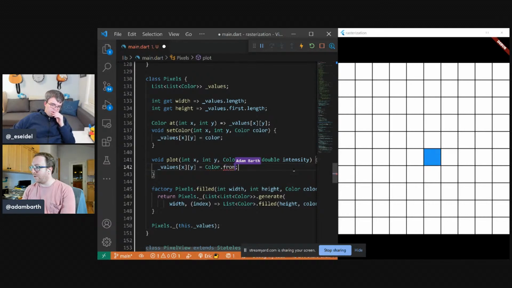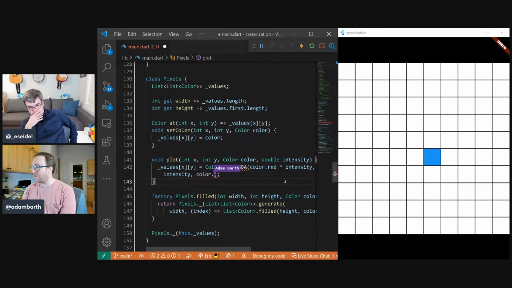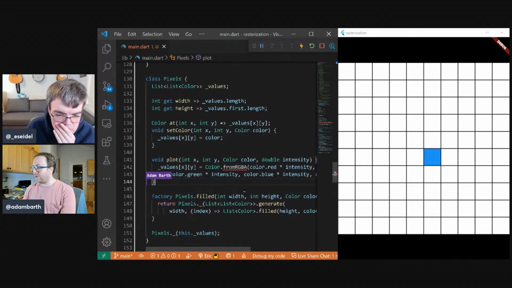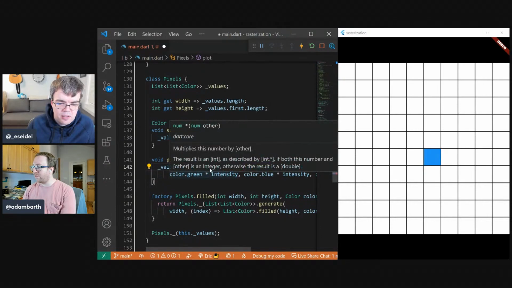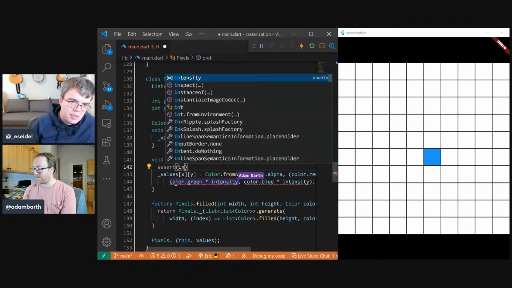Color from RGBA. Sure. Red times intensity. Red, green. Yeah, I have no idea how this works with alpha. You just pass the alpha through. Blue times intensity. And then this seems to be made back into an integer. It doesn't seem to like your from RGBA. Is it ARGB? Probably. I don't have autocomplete on my screen. Yeah, it does. And it's not going to like the fact that it wants these to be integers, so we're going to need to say round. We also need to assert intensity is less than 1.0.